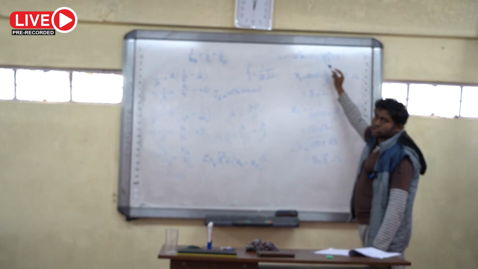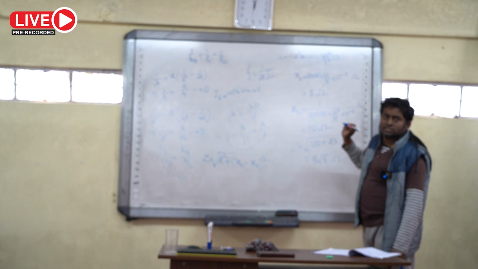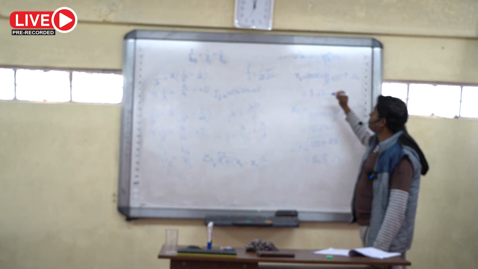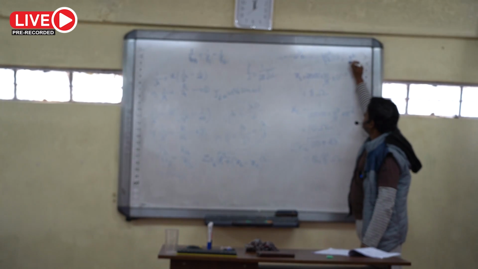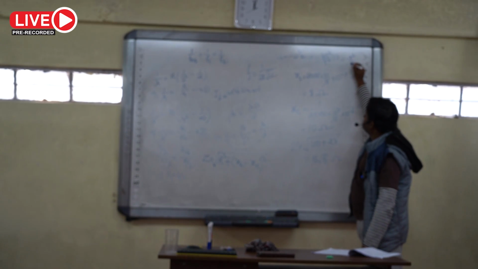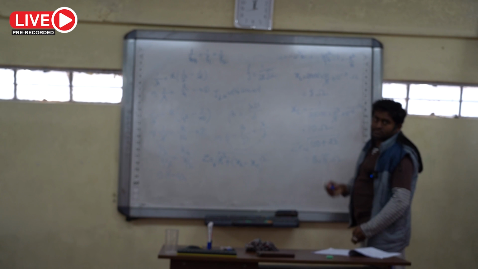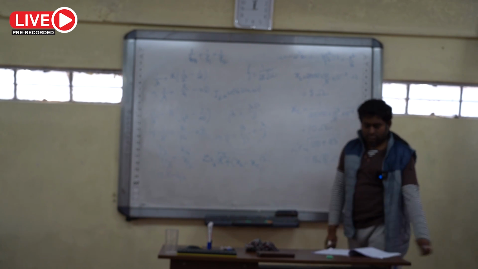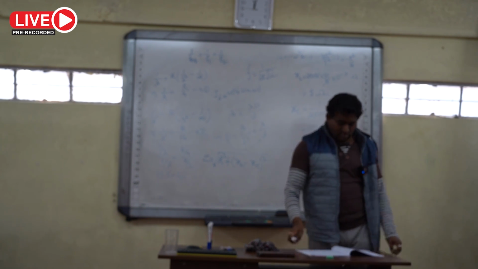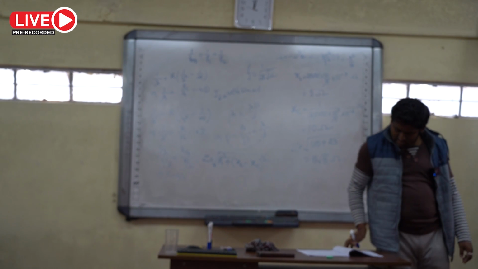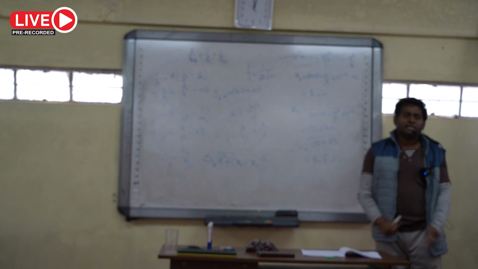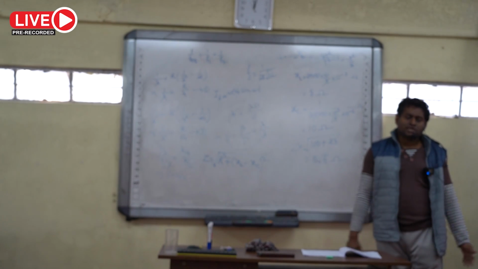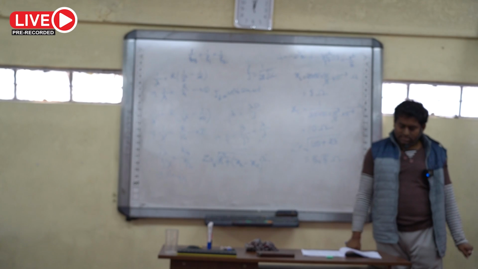So it will be 8 square, means 64. So 4 by 64, that is minus pi square by 16 meter per second square. So minus pi square by 16 meter per second square. That is the answer.